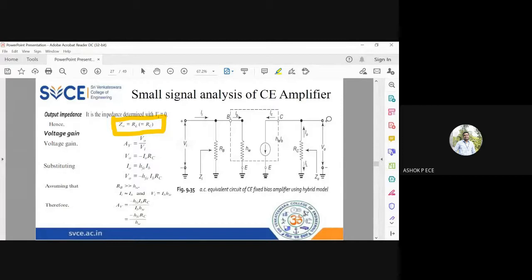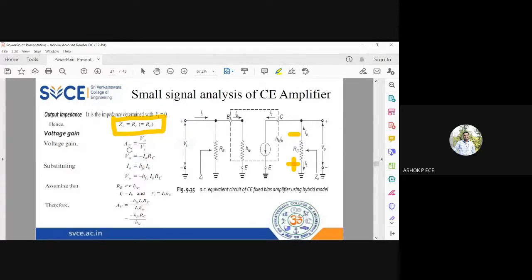V naught plus is on the upper side, minus is on the lower side. But usually when current is going to flow, the entering node is positive and leaving node is negative. So if you consider I naught, plus minus is having polarity like this, but V naught has polarity like this. This polarity is completely opposite. So I am not writing V naught equal to I naught into RC. I am writing V naught equal to minus I naught into RC.